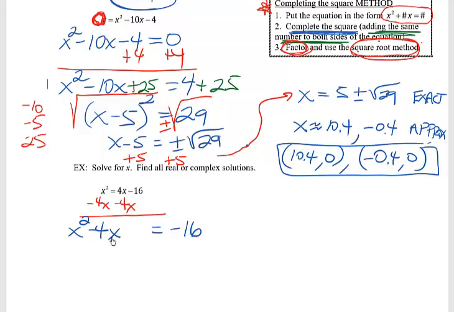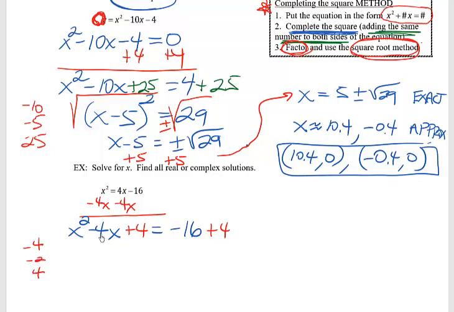Okay, we're ready to do that now. Scratch work on the side, take the coefficient of the x, cut it in half, which would be negative 2, square it, and it would be positive 4. That's the magic number that needs to be filled in here. If I add it to the left, I have to also add it to the right side of the equation to maintain the balance of the equation.